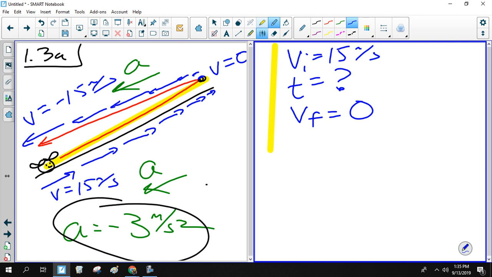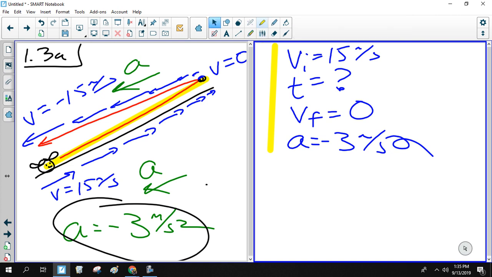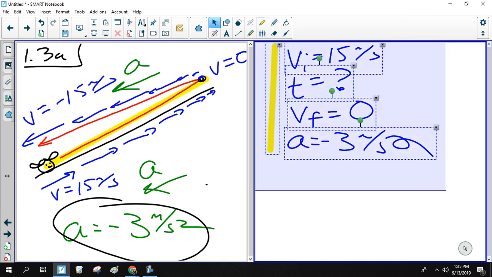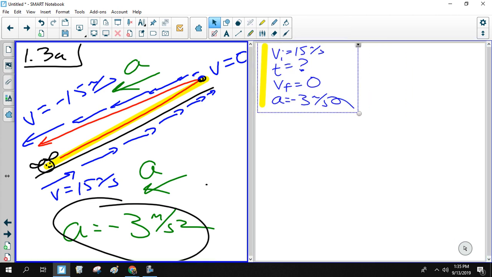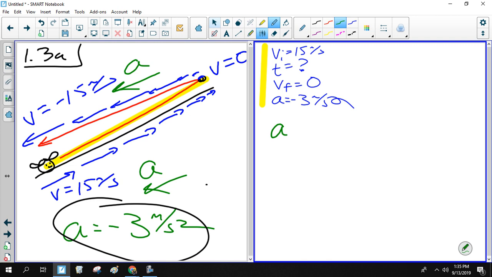And what's the one other thing I know? Acceleration. The acceleration is -3, right? Follow? All right, so equations. Well, really, at this point, we've only got one equation. We know that acceleration is Vf minus Vi over t, right?